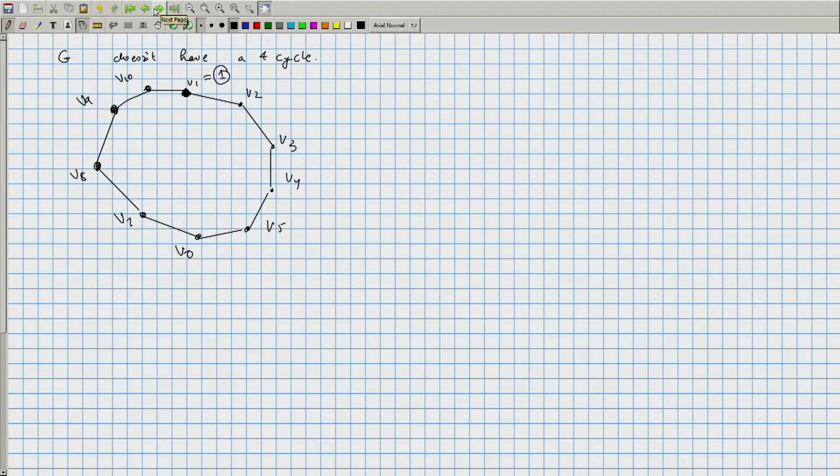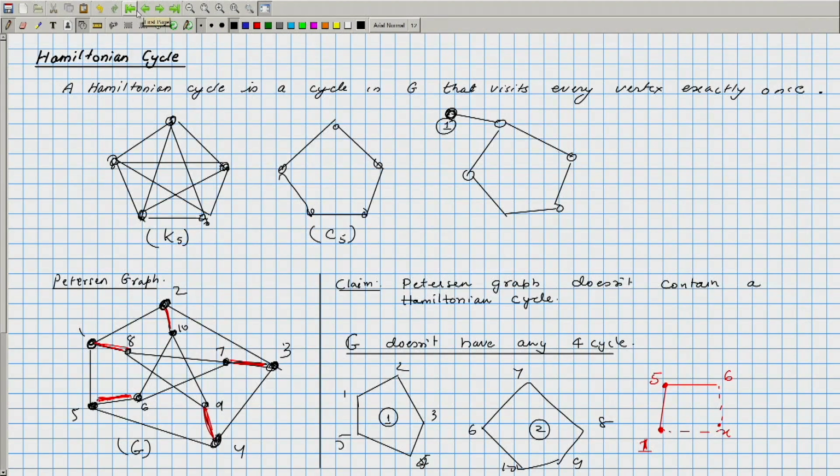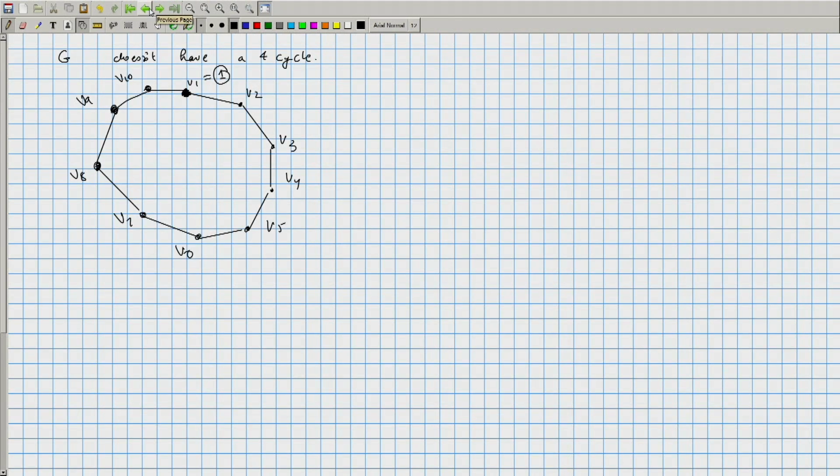The third edge must go somewhere. Where all can it go? Okay. So here we have shown that G does not have a 4 cycle. It is apparent that G also does not have any triangles. If you take any 3 of them, they are not going to form a triangle. So, G does not have any 4 cycle or 3 cycle.